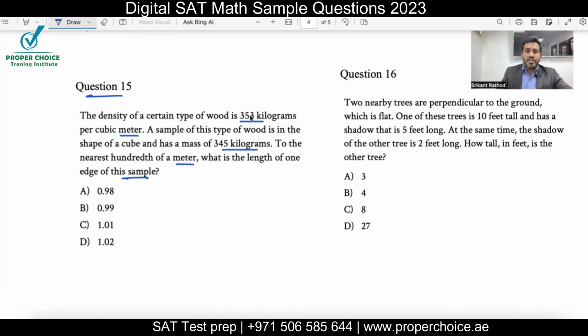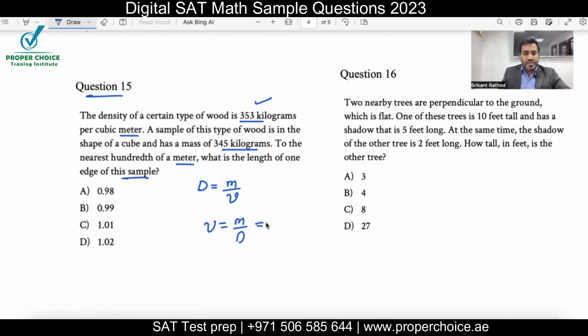What have been given to us? Density has been given to us, mass has been given to us, and they are talking about the cube. A cube is one whose length, width, height are equal, meaning the sides are equal. By using the density and the mass, we can find the volume of the cube. There is a formula here. Density is equal to mass by volume, which is very basic formula we use. From this, volume is equal to mass divided by density.